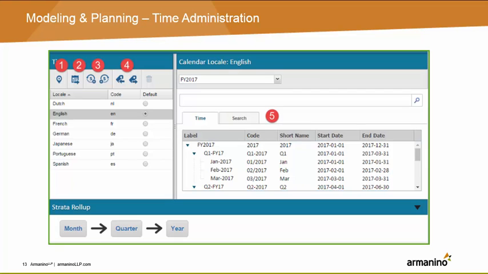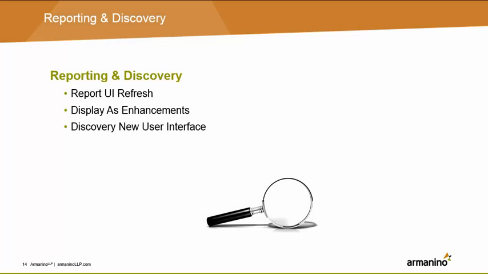In this new screen, you can see the default locale for time labels, view and search the time structure, and see the rollup schema. There have been 3 significant changes to the reporting and discovering modules. There has been a refresh to the reporting user interface. Also, within the reporting model, the display as function has been expanded and enhanced. Finally, the discovery user interface has also seen improvements.